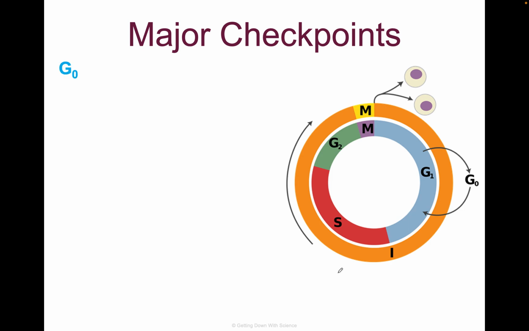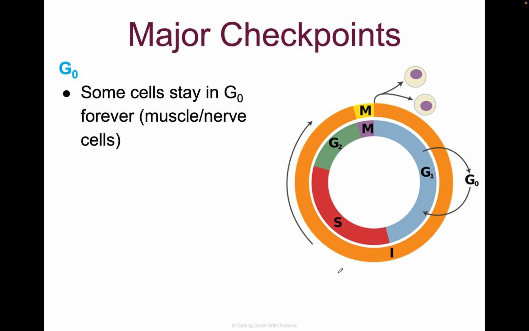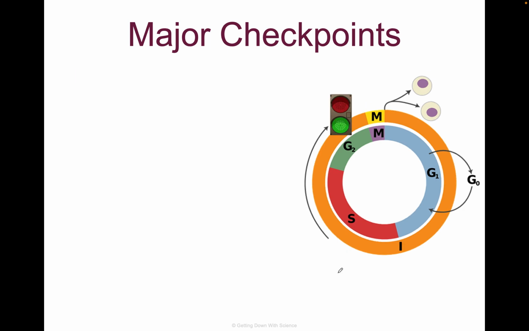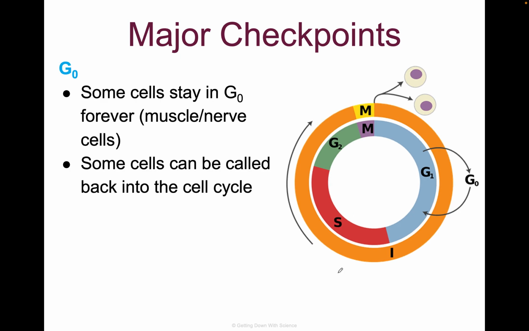Okay, another major checkpoint. So G0, as I was just saying, some cells stay in G0 forever, right? Muscle cells, nerve cells. Your nerve cells don't grow and divide. They don't go through mitosis. They just grow longer. Your muscle cells are the same. They don't grow and divide very often. They grow in size. Some cells can be called back into the cell cycle, like if they get their stuff together and fix their DNA. You can go back into the cell cycle as long as you pass that checkpoint.